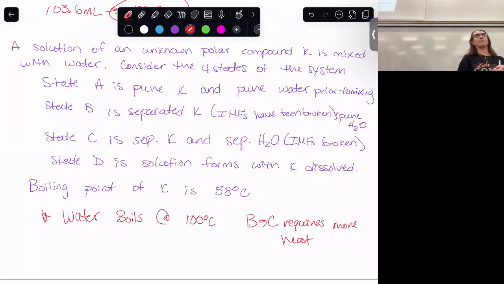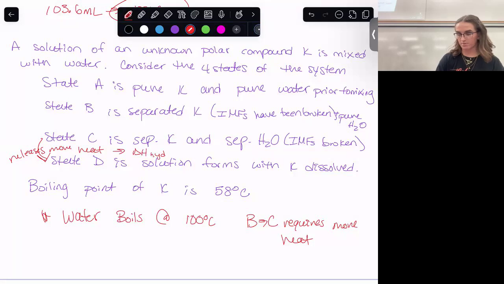Which step is it? Yep. So delta H of hydration is when we're mixing those compounds. That's the transition from C to D, when we're actually mixing the compounds. Since it's hotter, does that mean we are releasing or absorbing heat? We're releasing that heat, right? So the solution is getting warmed up, we're releasing heat. So this transition releases more heat, and this is your delta H of hydration.